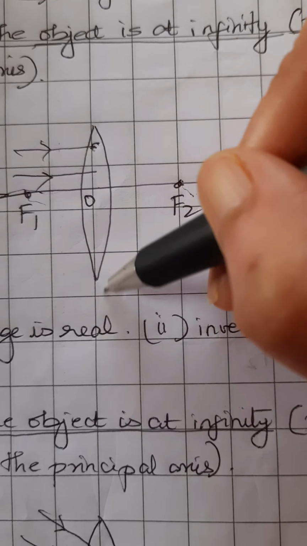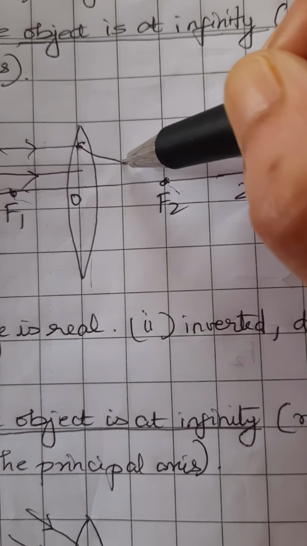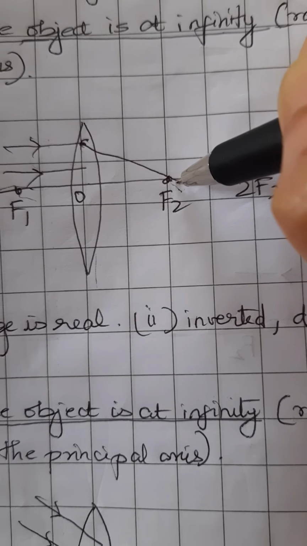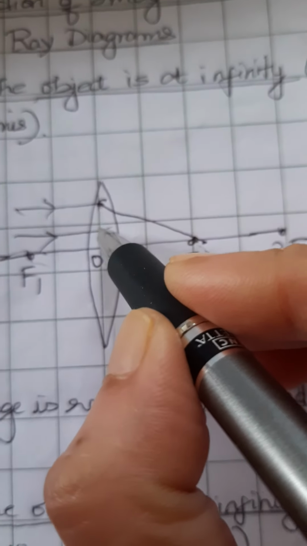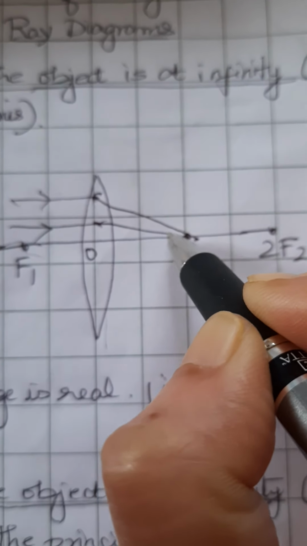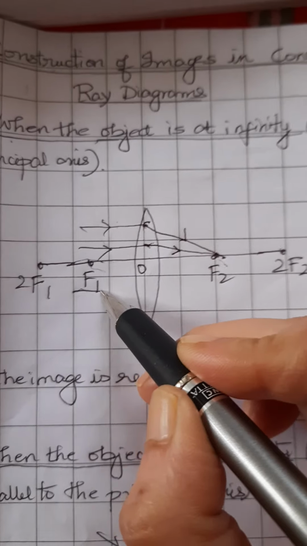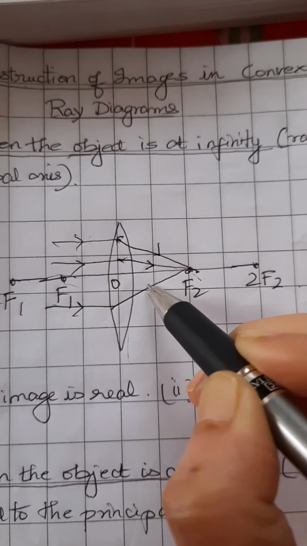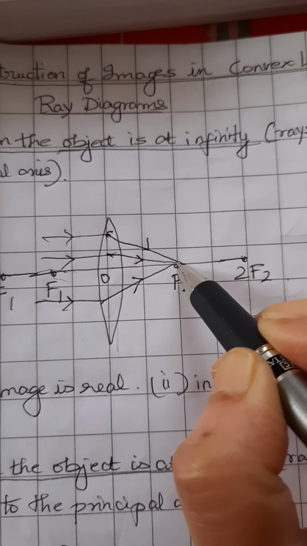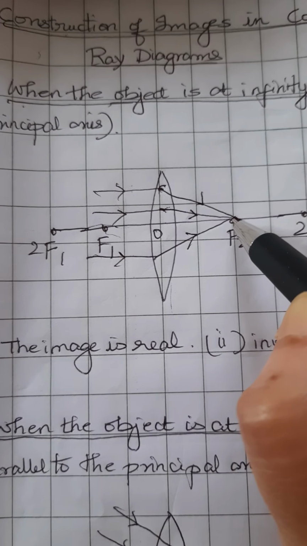This is the lens, our convex lens. After suffering refraction, it will pass through the principal focus. Now this ray is also parallel to the principal axis, so after refraction it will pass through the focus as well. There will be other rays also parallel to the principal axis, which after refraction again pass through the focus, and the image will be formed at the second principal focus.